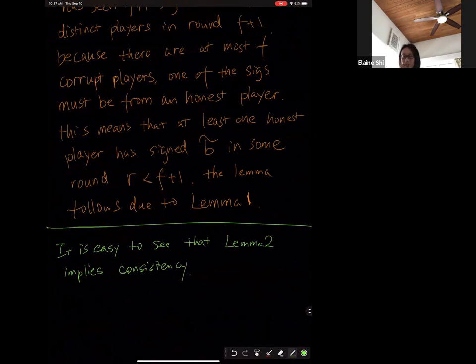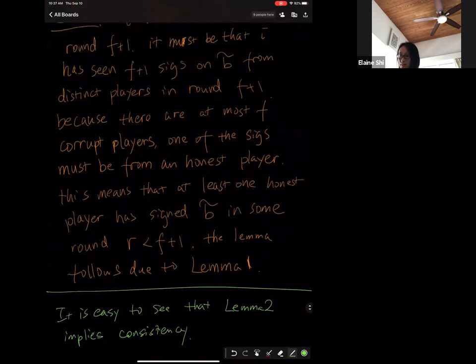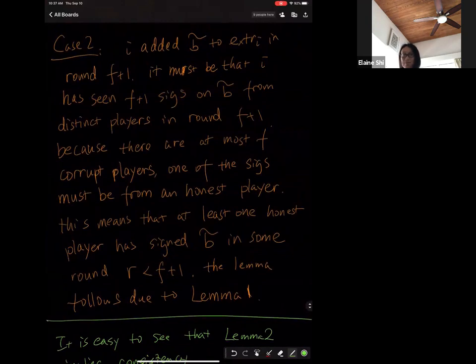Okay. Yeah, maybe I'll try to scroll up a little bit. So now case 2, which is the more interesting case, is centered on the screen.